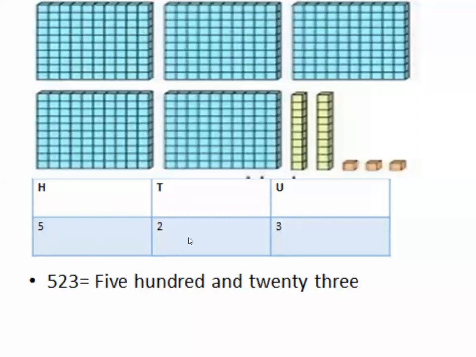So 500, 2 tens, 3 units makes the number 523. We can also write this number in words like this. 523 is equal to FIVE 5, HUNDRED 100, AND, TWENTY 20, THREE 3. So this number is called 523.